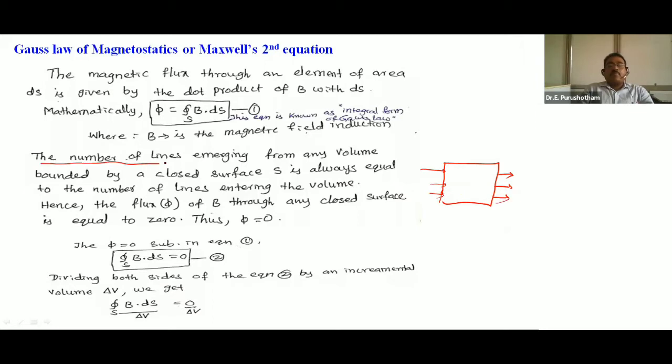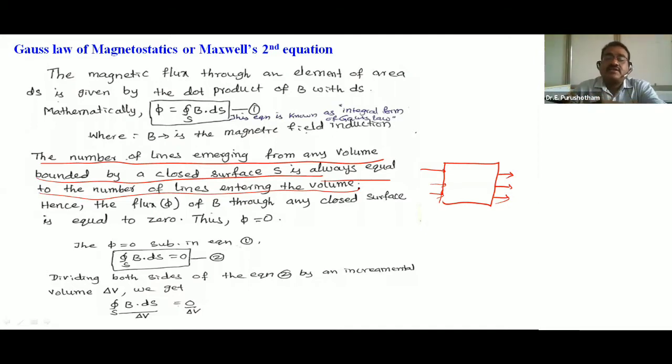The number of lines emerging from any volume bounded by a closed surface S is always equal to the number of lines entering the volume. What I am saying is, the total number of magnetic lines of force entering the material is equal to that emerging from the material. Same. So this is phi 1 is equal to phi. This is phi 2 is equal to phi. What is phi? Magnetic flux.